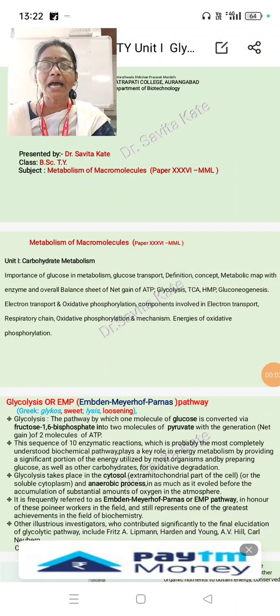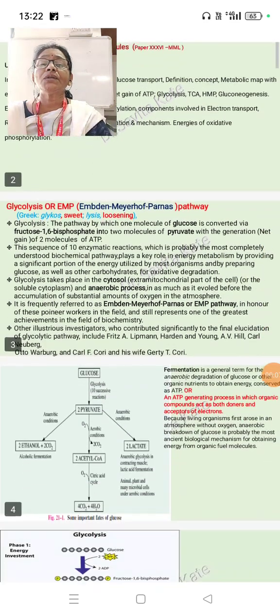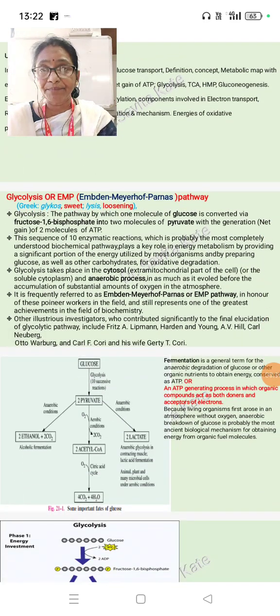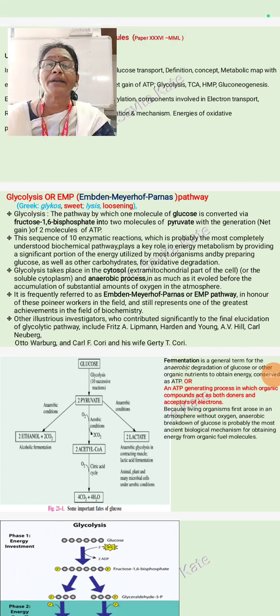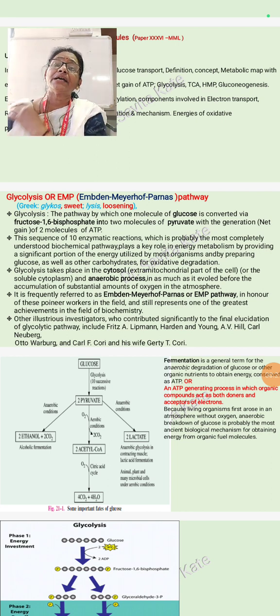Students, let us start with our first metabolic pathway, that is glycolysis. Glycolysis we also refer to as the EMP pathway, that is the Embden-Meyerhof-Parnas pathway. This is due to the honor of those who studied this pathway in detail. That's why we refer to this as the Embden-Meyerhof-Parnas pathway, or EMP.